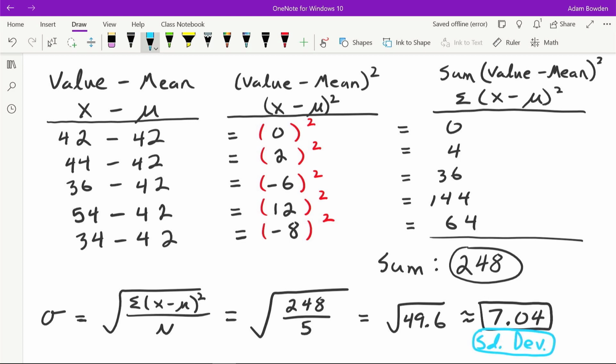This number, we can think of it as measuring, again, the variation in our data set. Another way of thinking about it is it measures, on average, how much each data value deviates from the mean. So on average, how far do the numbers spread out away from the mean.